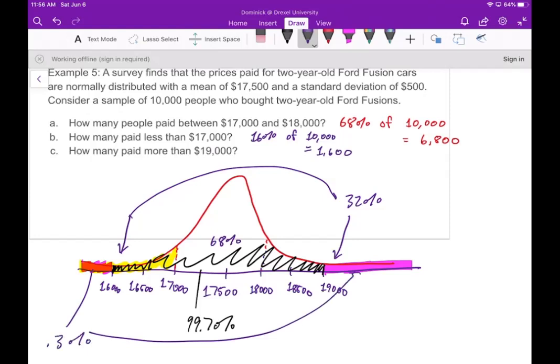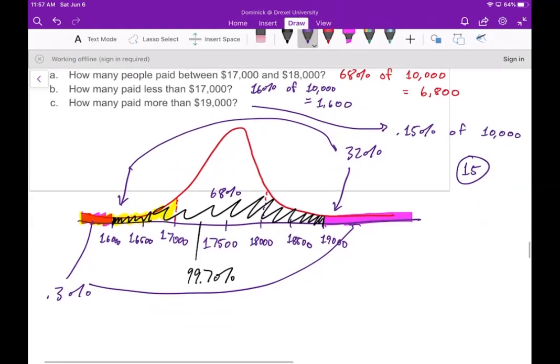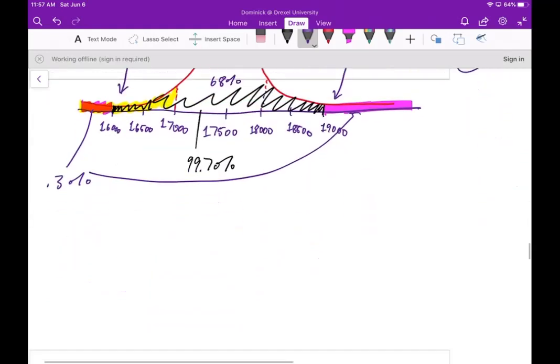And since I just want 1/2 of it, that's 0.15% of 10,000. Right, and of course, if I do that, I need to take 0.15 and move the decimal place over again. So you've got to be careful, and then multiply that by 10,000, and you would only get 15 in this case. All right, so that's the idea. So another application of this 68, 95, 99.7 rule.